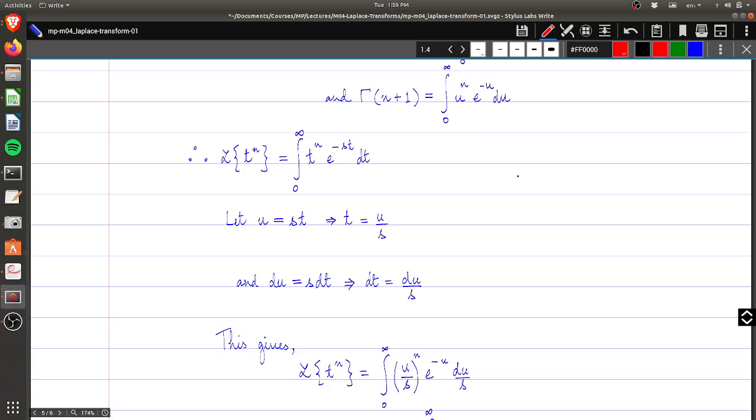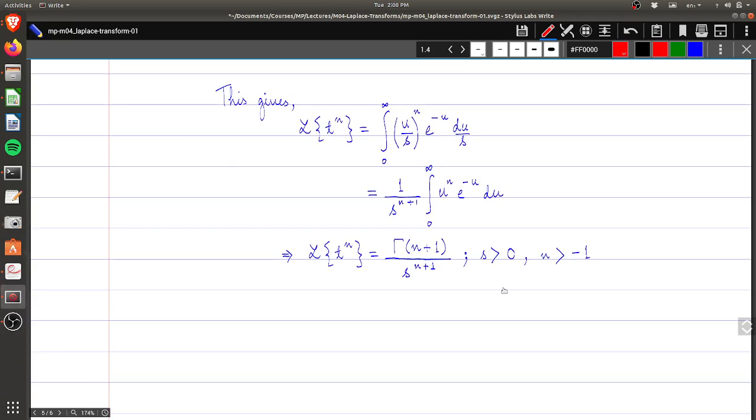So over here the requirement is s is greater than 0. The only requirement is s is positive, and then n is greater than minus 1. That of course is from the original problem itself. So these are the Laplace transforms of some elementary functions. Is this clear, everyone? Understood? Okay.